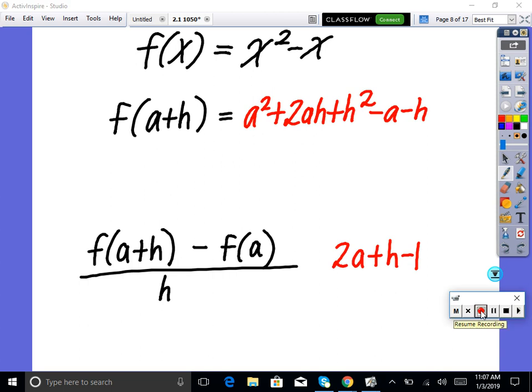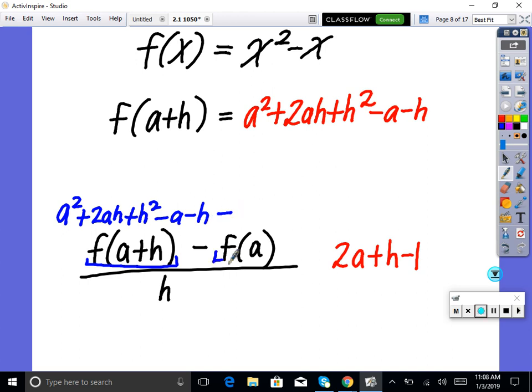Way overthinking this. If I said find f of a plus h, what do you do? Plug in a plus h. Haven't we done that there? So f of a plus h is a squared plus 2ah plus h squared minus a minus h. Do you all agree? Moving on.